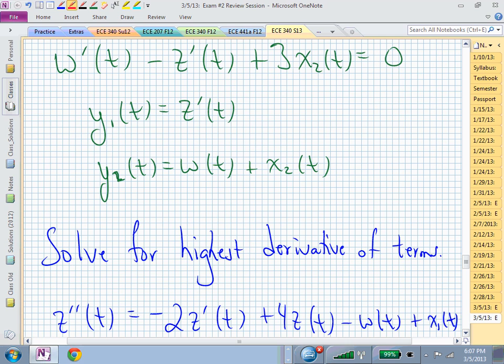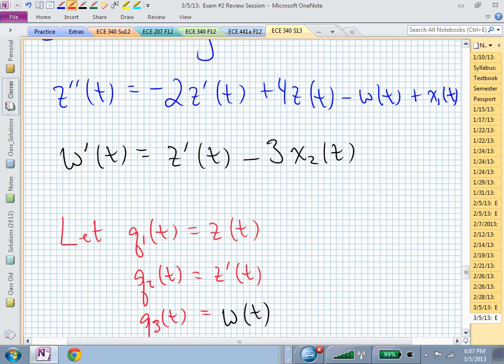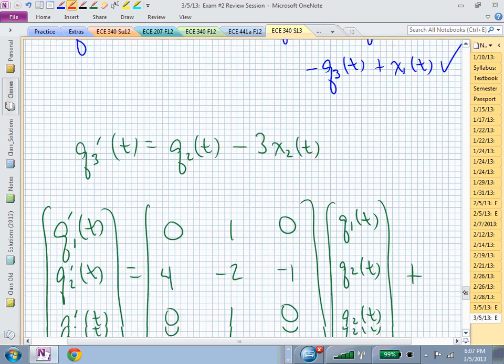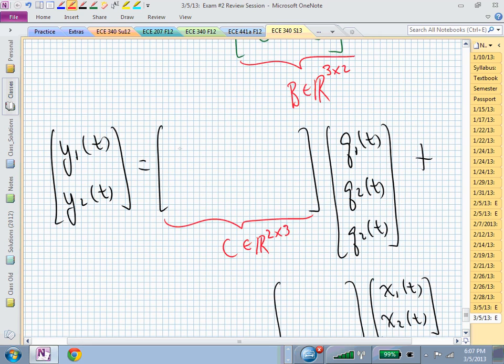Y1 is Z prime, but Z prime, we'd already written that as a state variable. So Y1 is Q sub 2, isn't it? The top row then of the output matrix needs to pull off Q sub 2 and only Q sub 2, and it has no inputs. That's now the top row of C and the top row of D.